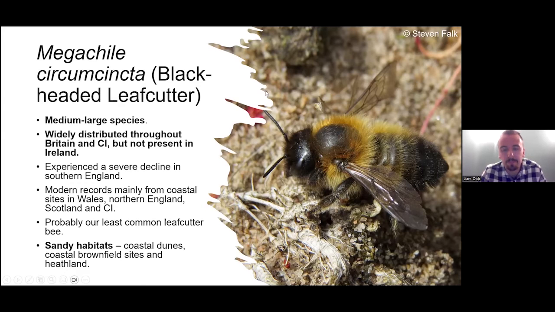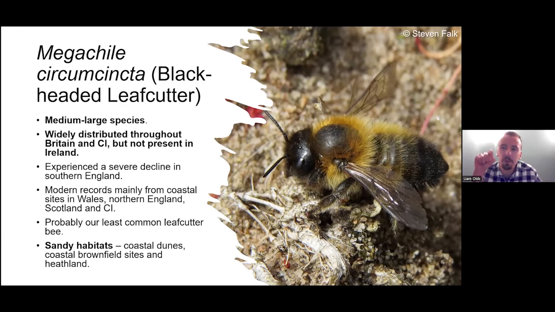But anyway, in terms of black-headed leafcutter bee, so this is Megachile circumcincta. This is another one of our species. This is a medium to large size species that's widely distributed throughout the UK and also present on the Channel Islands, not present in Ireland. It is in Scotland though.